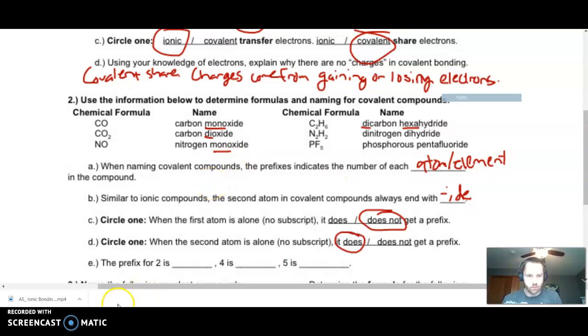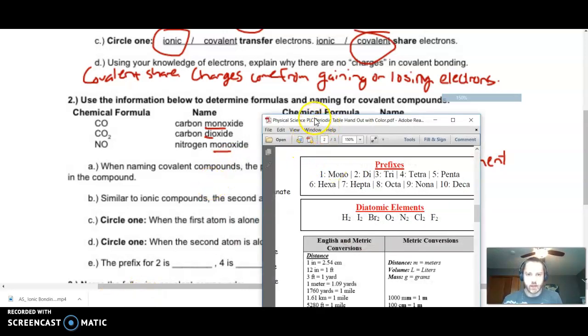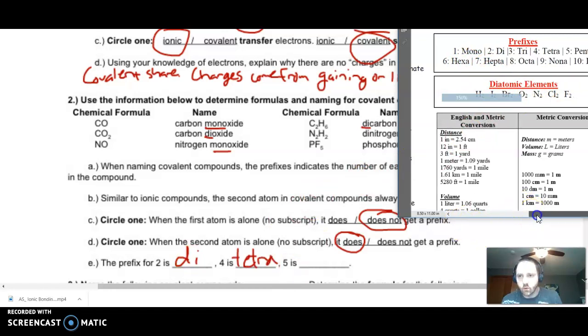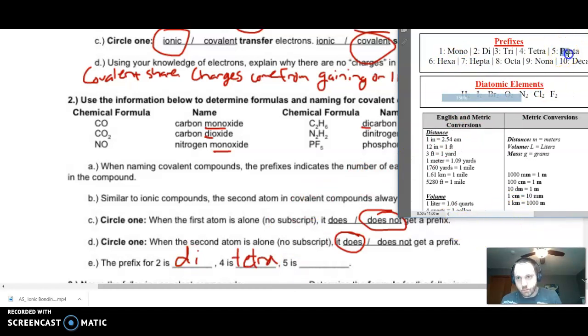And then this is just simply asking us to look at our periodic table and practice some of these prefixes. So the prefix for 2 is di, 4 is tetra, and 5, looking up here, we've got to scroll over a little bit more, it says is penta.